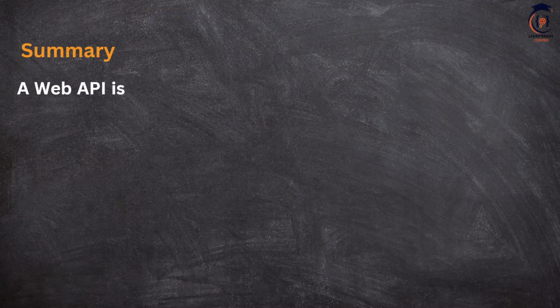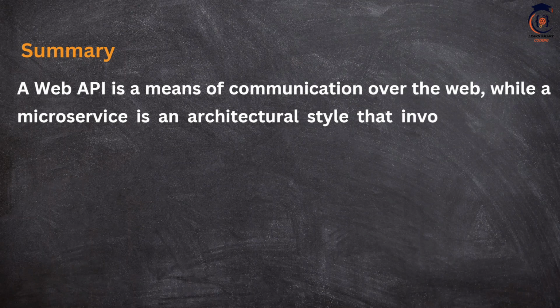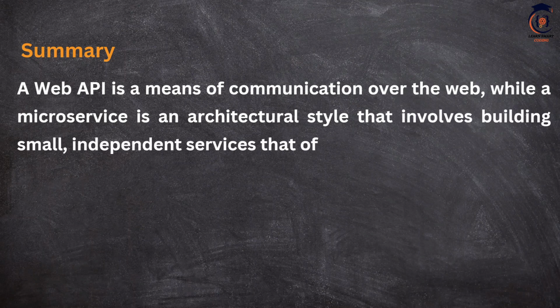And let's summarize. A web API is a means of communication over the web, while a microservice is an architectural style that involves building small independent services that often communicate via APIs. This is important, guys. If you say you're a backend developer and you know web API, you should definitely know what a web API really is and what microservices are. Okay, they will definitely ask you.